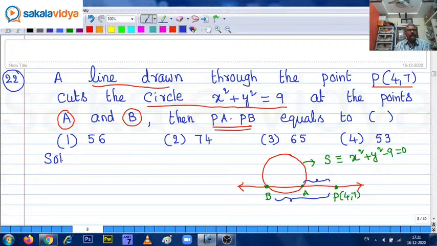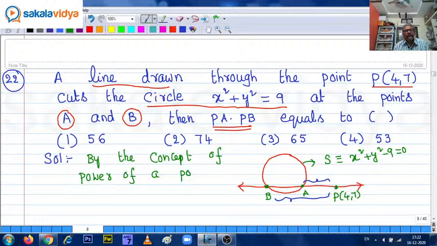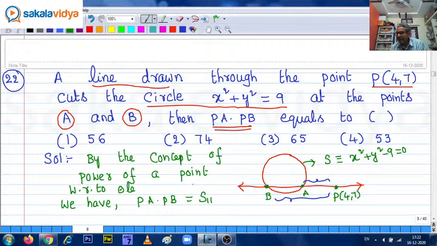See, by the concept of circles, or by the concept of power of a point with respect to circle, we have PA into PB equals S11. S11 is called the power of the circle.